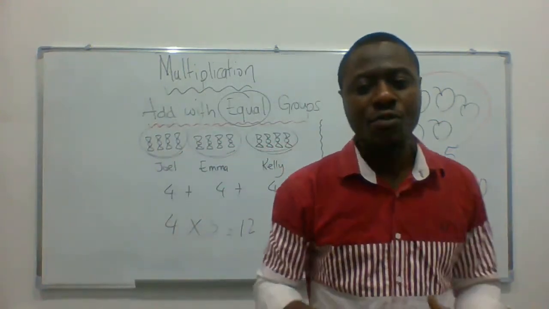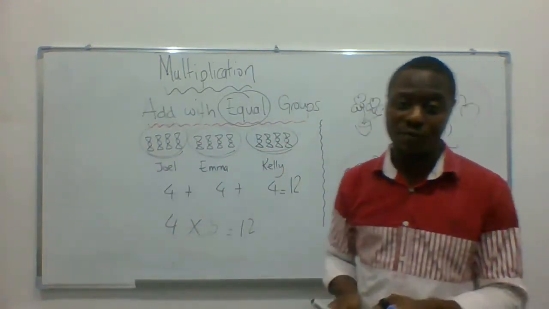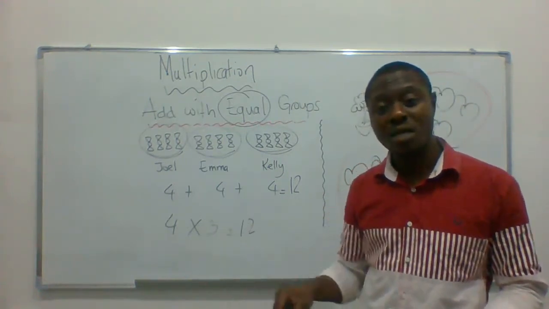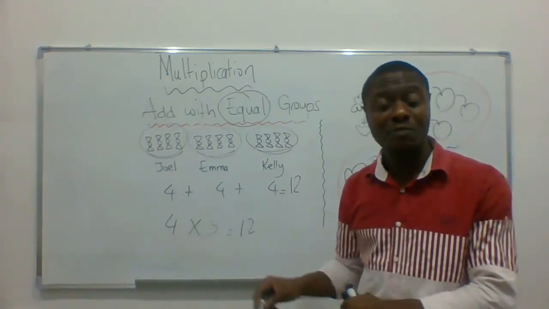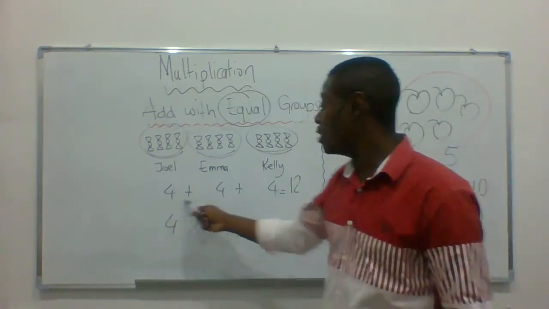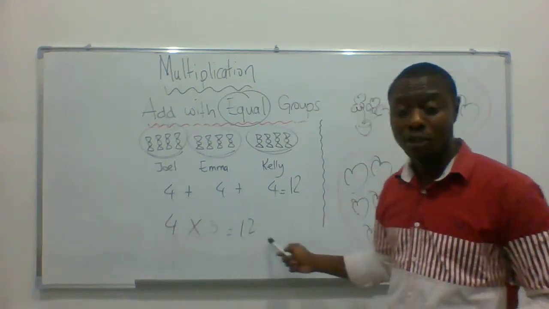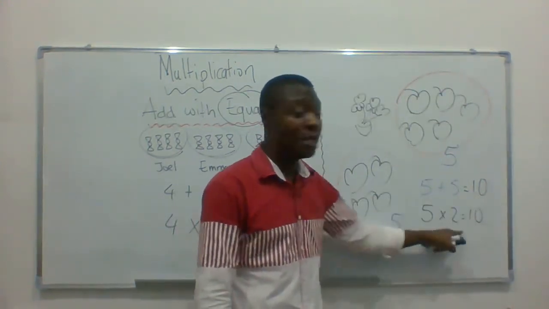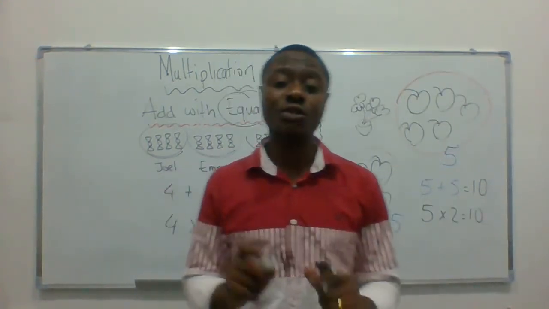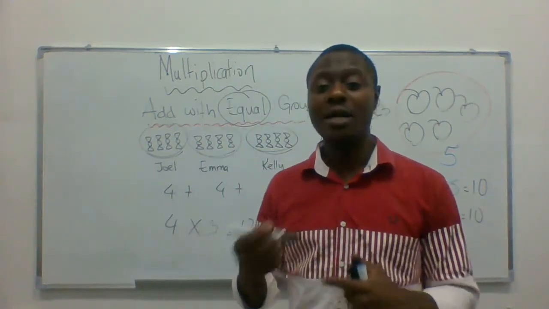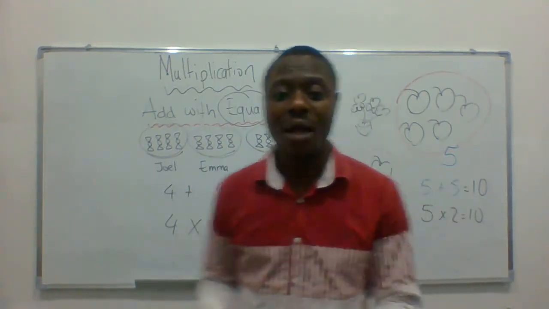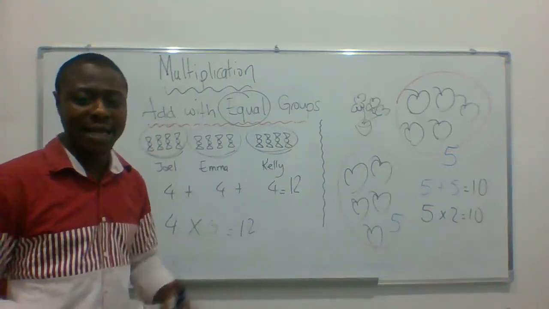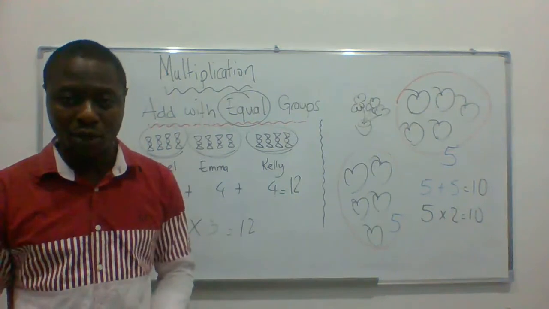Now, I would like you to make your own example with equal groups of things. You can draw on a piece of paper and explain in writing what multiplication is, and then show the addition sentence and show the multiplication sentence. Like I did here, I showed the addition sentence, then the multiplication sentence. I would like you to make an example of your own where you explain multiplication. You can pause the video and watch it again and again until you understand better what multiplication is.